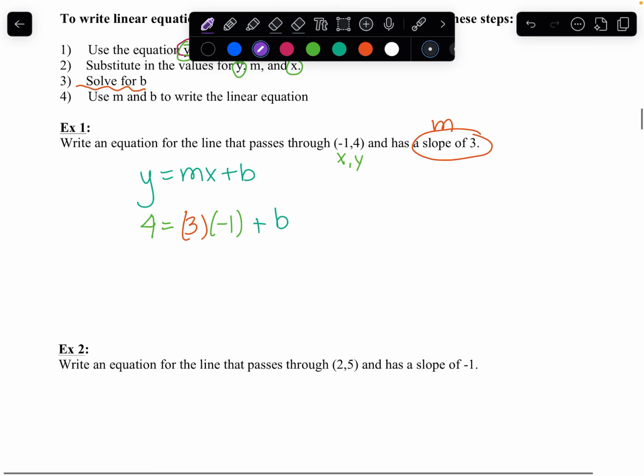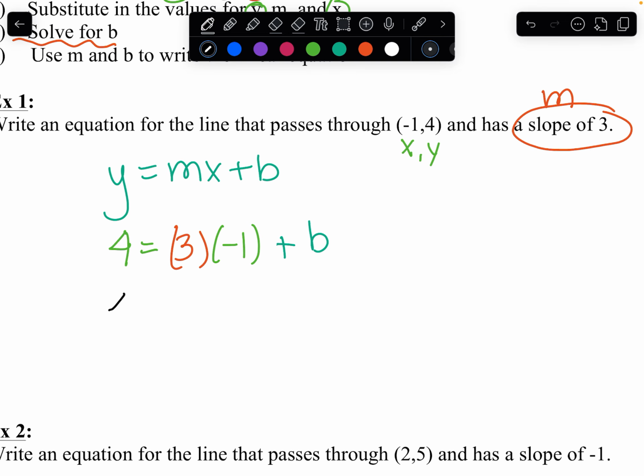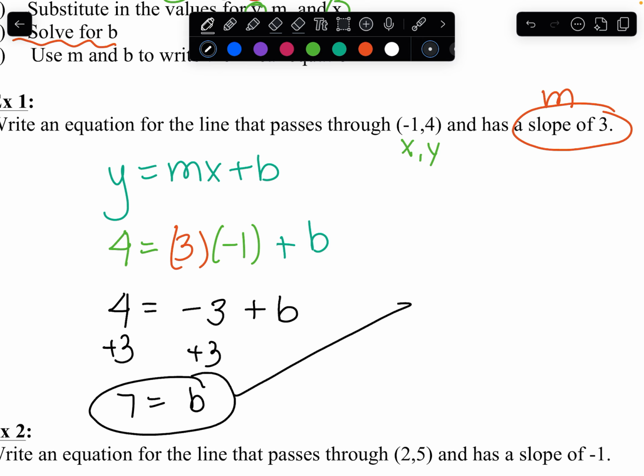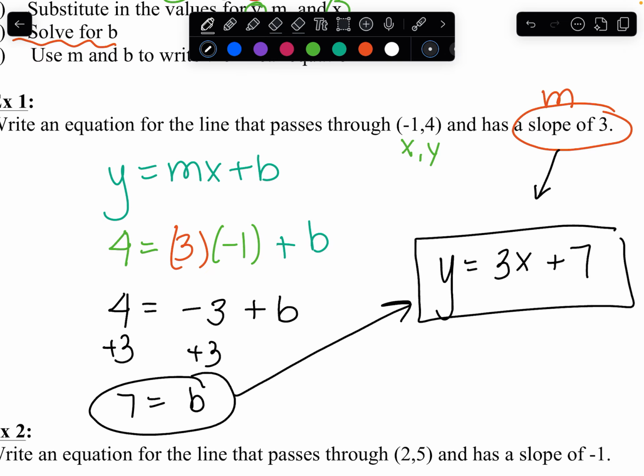So now what we're going to do is simplify our work. So we get 4 equals -3 plus b. I'm going to add 3 to both sides to get 7 equals b. So now that I have my slope and my y-intercept, we would get y equals 3x plus 7 as our equation.